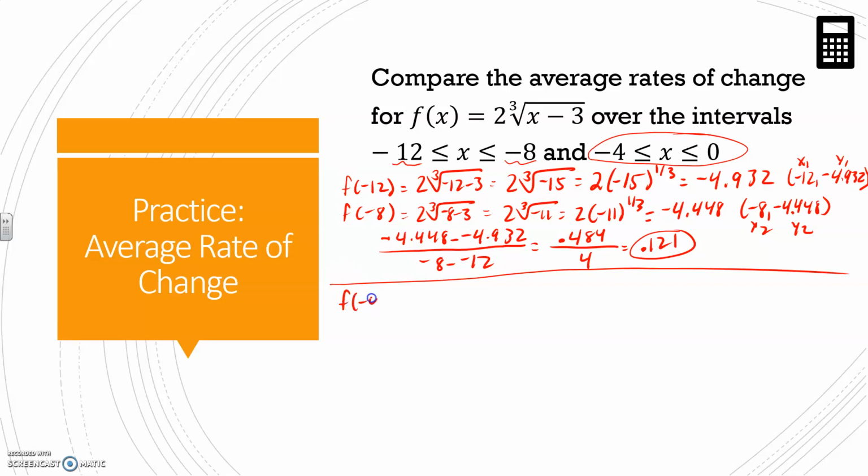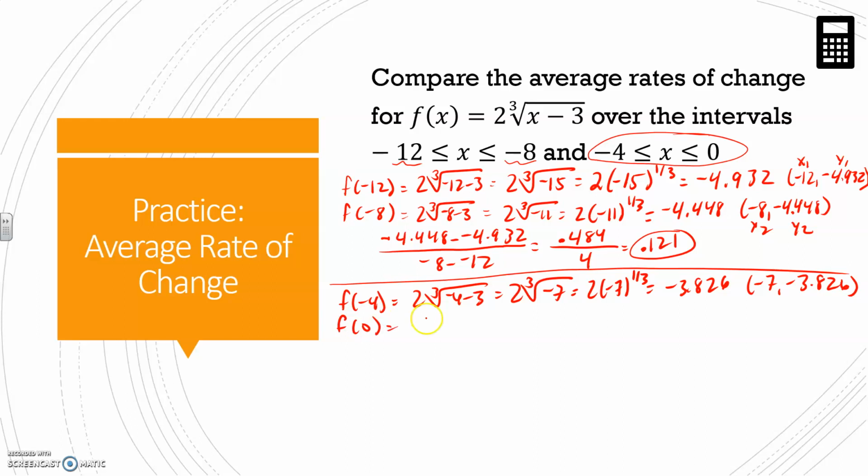What you should have gotten is f of negative 4 is 2 times the cube root of negative 4 minus 3, 2 times the cube root of negative 7, which is the same as 2 times negative 7 to the 1/3, which should have given you negative 3.826, which is the ordered pair, negative 7, negative 3.826. And then f of 0 is 2 times the cube root of 0 minus 3, 2 times the cube root of negative 3, which is 2 times negative 3 to the 1/3. So when you typed all that in, you should have gotten negative 2.884.